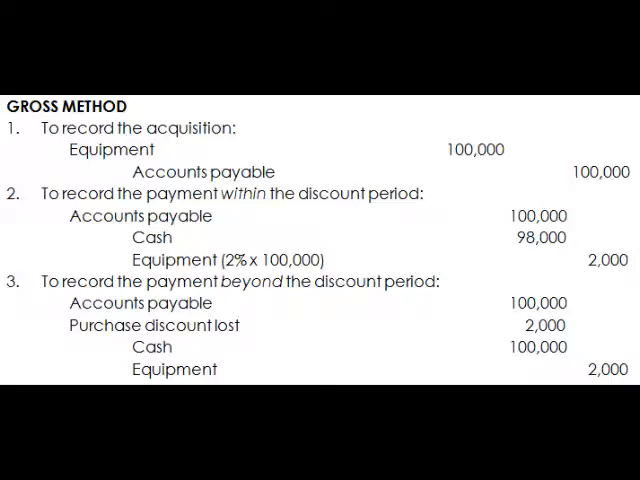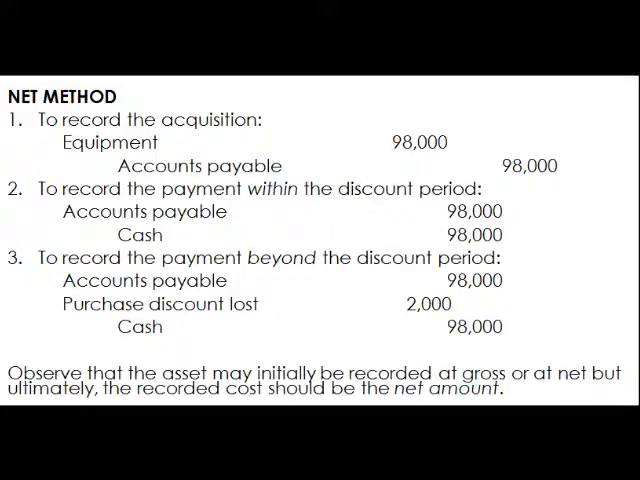The journal entry to record the payment beyond the discount period is to debit accounts payable for 100,000 pesos, purchase discount loss 2,000 pesos, and credit cash 100,000 pesos and equipment for 2,000 pesos. If the discount is not taken, the same is charged to purchase discount loss account, which is shown as other expense. Next is the net method.